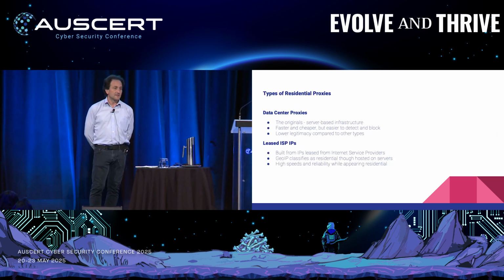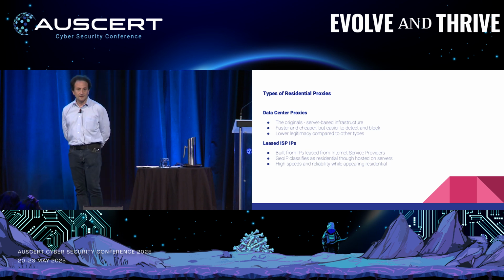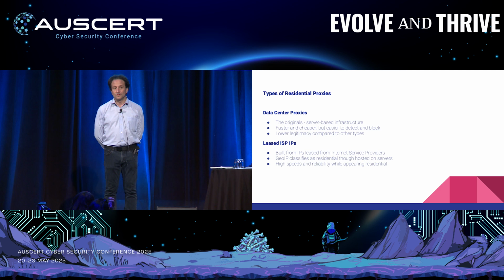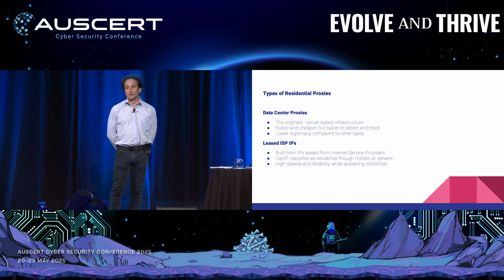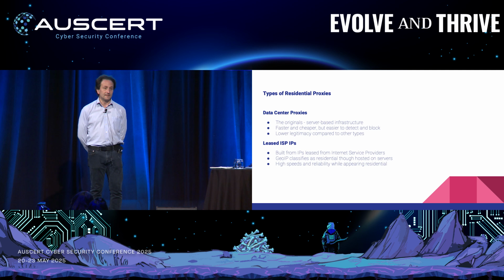So what are the types of proxies? Well, originally, when this whole industry started, they were data center proxies. And these were very easy to detect. You could leverage typical GeoIP information to look up the source IP and know that it was coming from Amazon or GCP or whatever it may be. They were fast and they were easy to access.